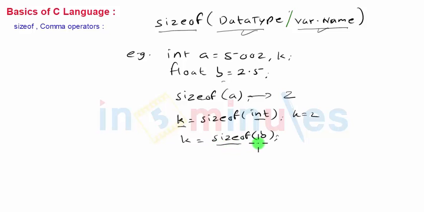Same way, sizeof b. Now b is a floating point variable. Its size is 4 bytes, and that's why this expression will give the value sizeof b as 4 in k. So k in this case would be 4. So in general, the sizeof operator returns the size of a given data type or a variable name in terms of bytes according to its data type.